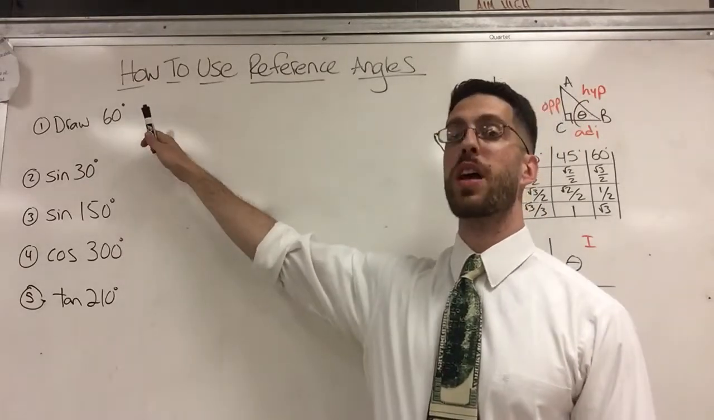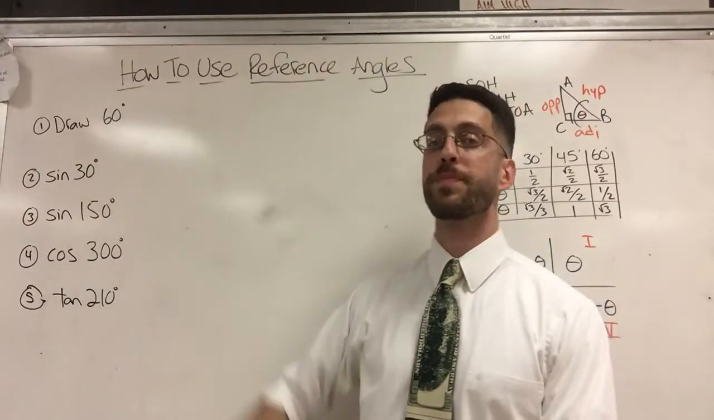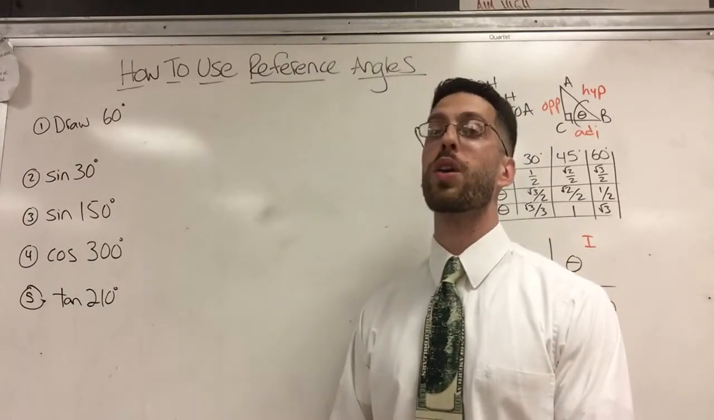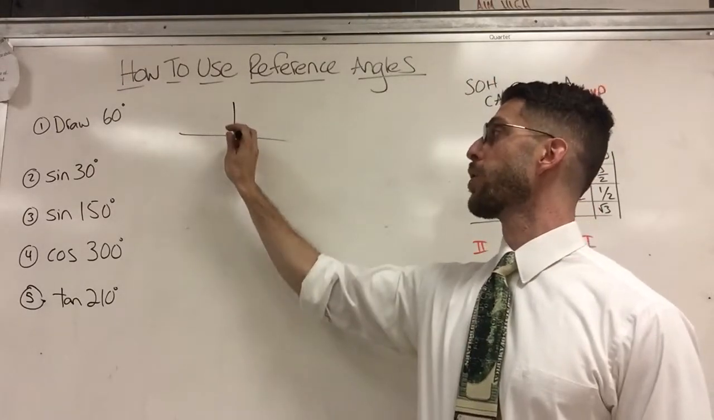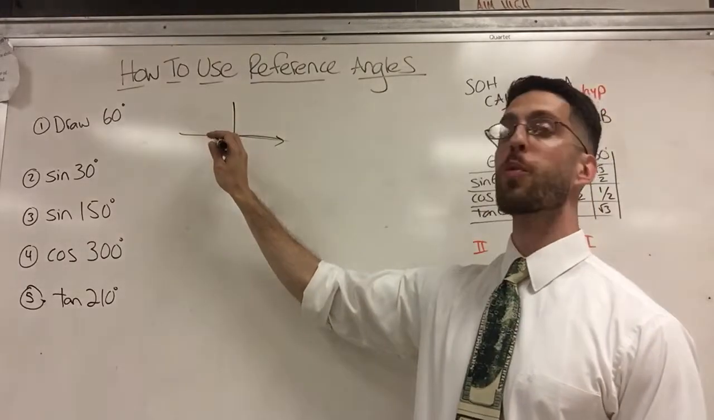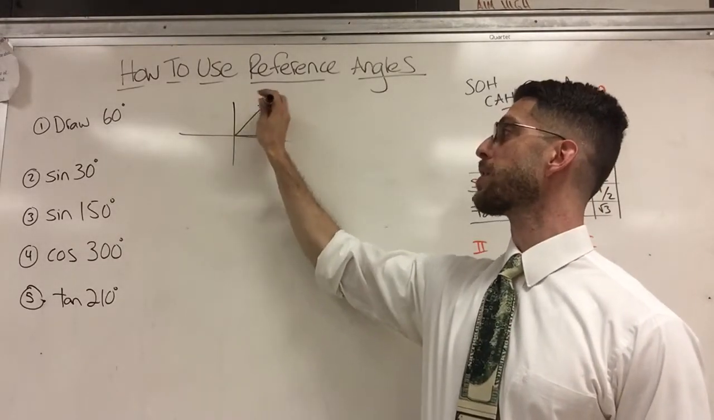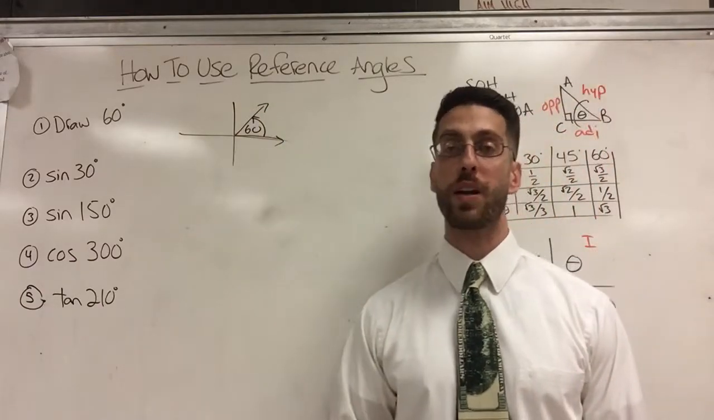First of all, when you're looking at an angle, understand what it looks like. So if you can draw it, draw it. So what does 60 degrees look like? Well, on a graph, in standard position, your initial side is always here facing 0 degrees, and my terminal side at 60 degrees is approximately right here. That's a quadrant 1 angle.